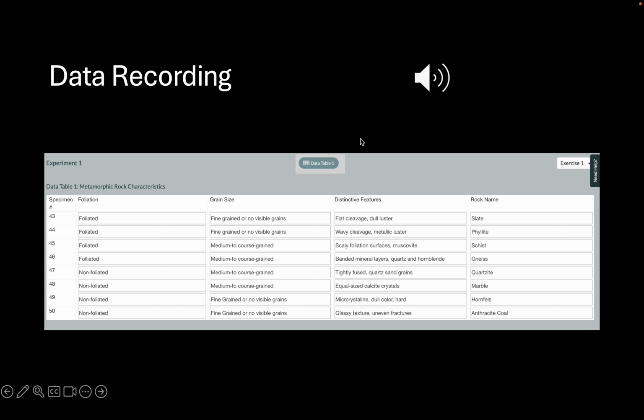After determining which specimen was which metamorphic rock, I recorded my results into data table 1, which is pictured below. After recording our data in the table, we will now answer some lab follow-up questions.